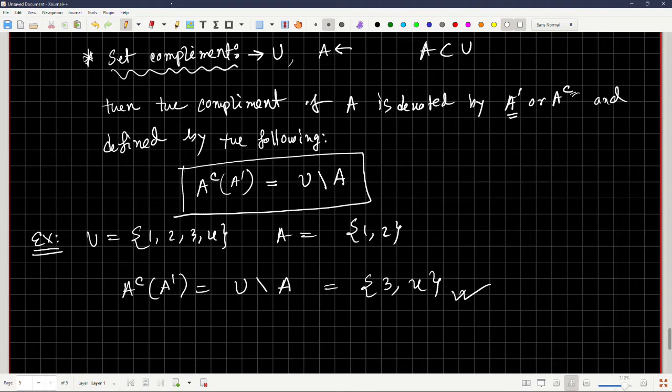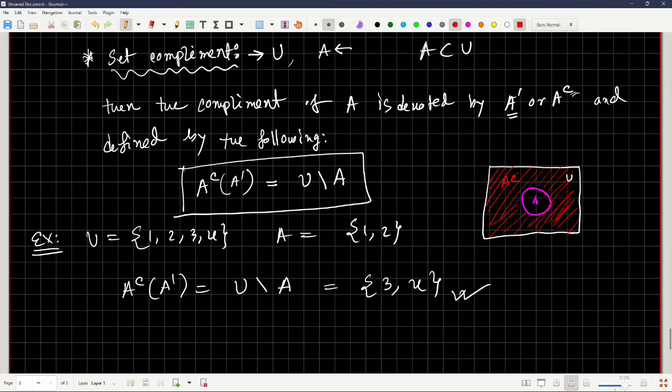And if I try to draw a diagram like this, let's say this is my U, let's say this is A, because it's a subset, then the set complement is just this region over here, because you are getting rid of all the elements in A. That's what set difference means. Okay, thank you, I got it. Any more questions from anyone?